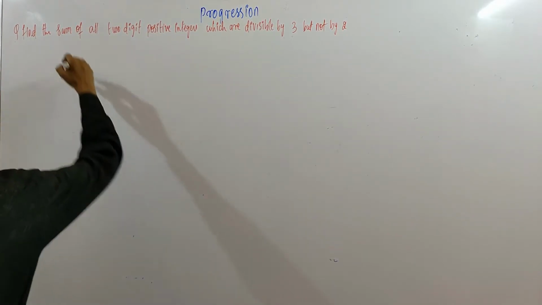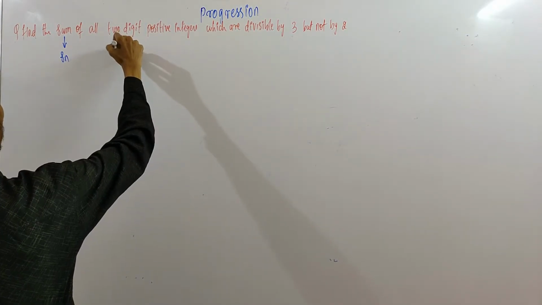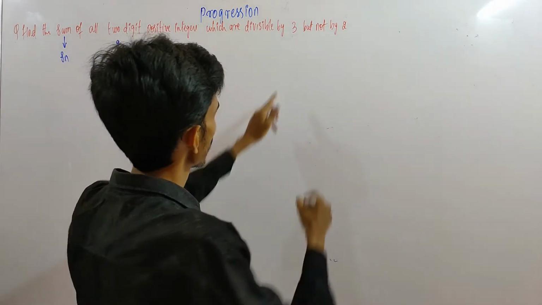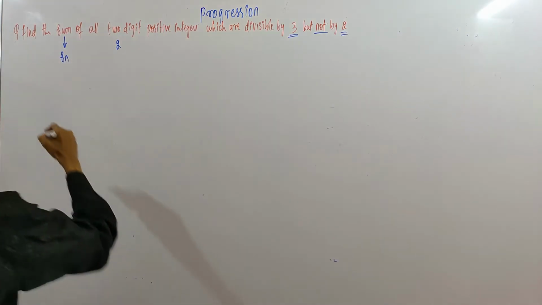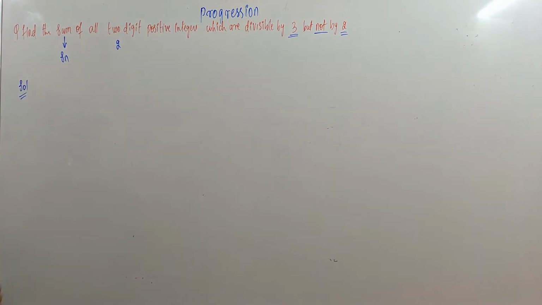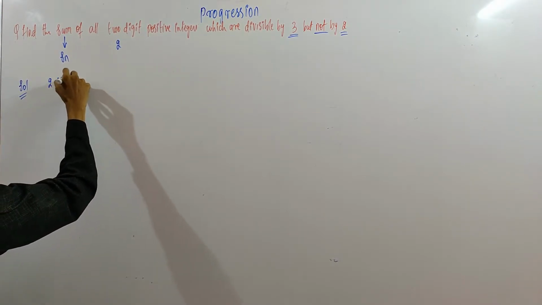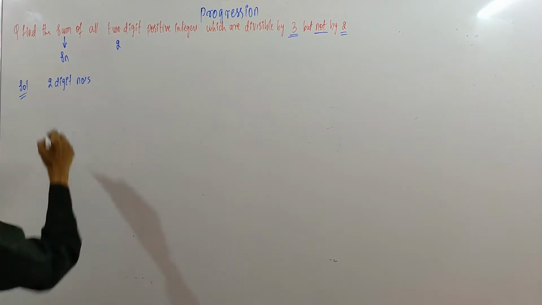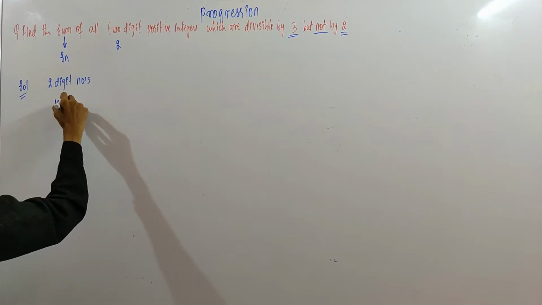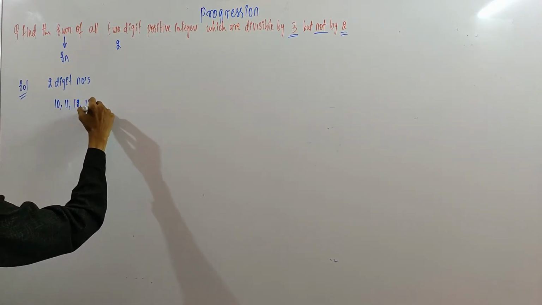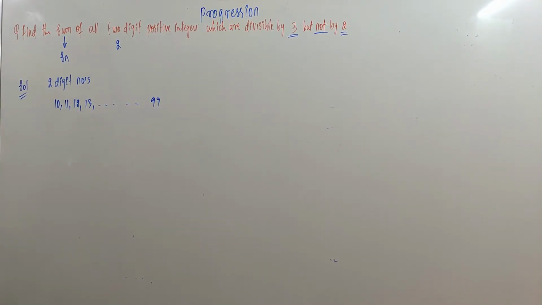Find the sum. Means we have to calculate Sn of all 2-digit numbers. We want 2-digit numbers which are divisible by 3, not by 2. Let me write down all the 2-digit numbers. 2-digit numbers are 10. First number is 10. Next is 11, 12, 13 and so on up to 99. These are the 2-digit numbers.